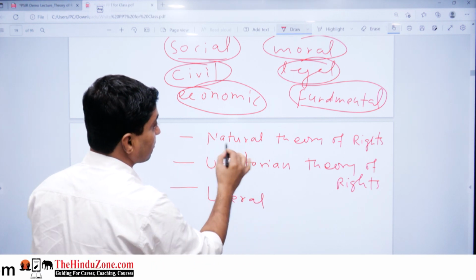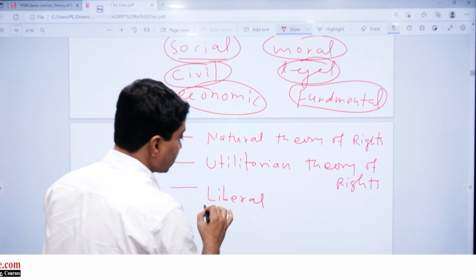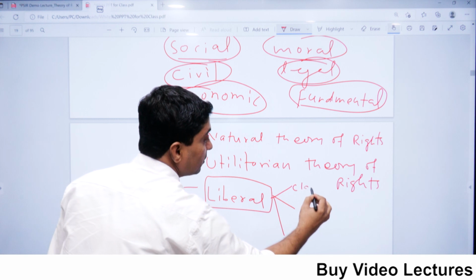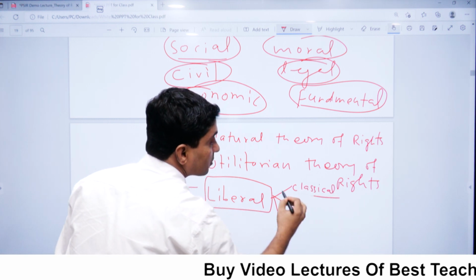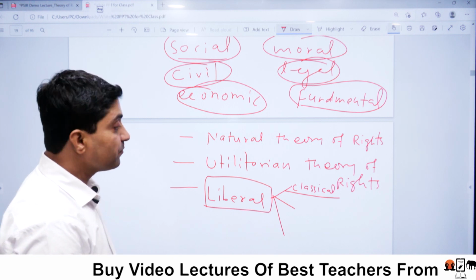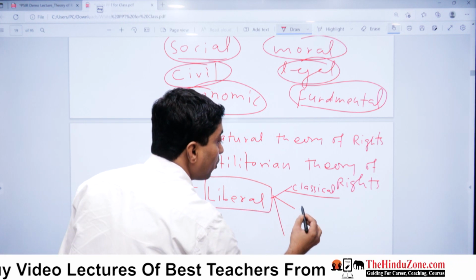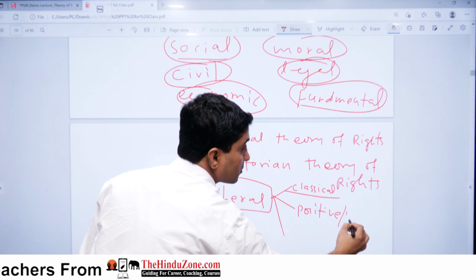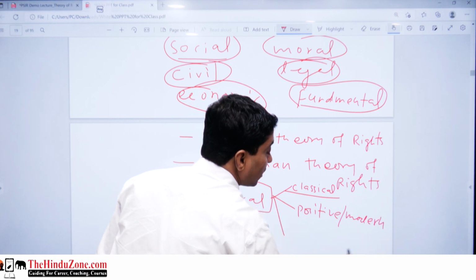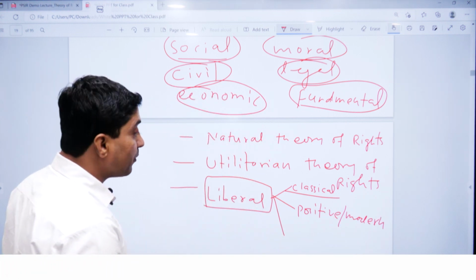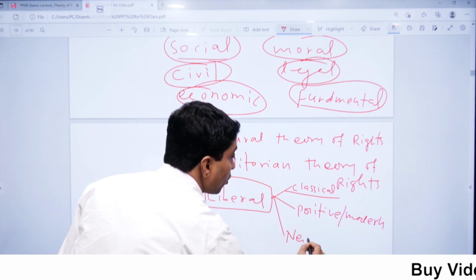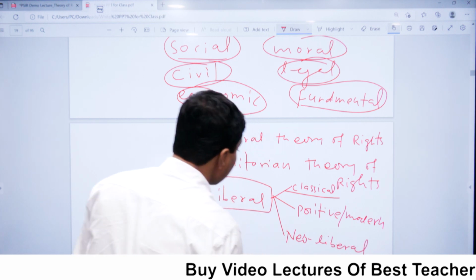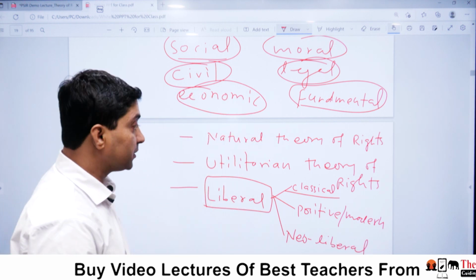Since liberal theory is related to natural theory, we will see the liberal theory has three parts. One is classical liberal, which talks about individual rights. Then we will talk about positive liberals or modern liberals, who talk about rights, and then what neoliberals or libertarians say about rights. So we will talk about the liberal perspective of rights.